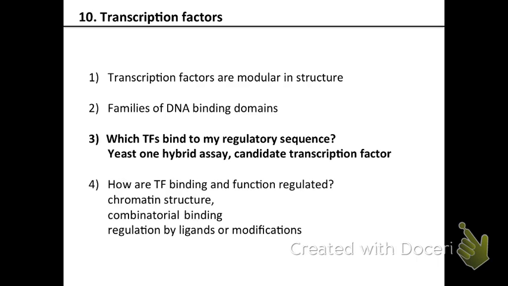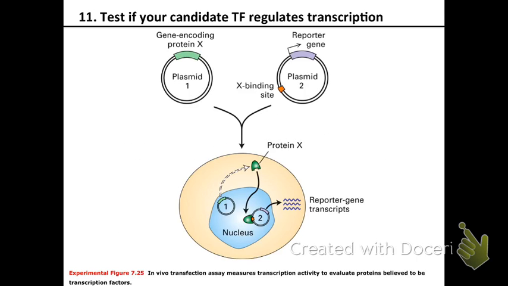One of the classical techniques to do this is called the yeast one-hybrid assay. This is a mixture of, it could be a candidate transcription factor or it could be a transcription factor library. Okay, so how do you do this? The principle of this is here. What you first do is you take your DNA sequences that you know that some transcription factor binds and regulates transcription, and you clone it upstream of a reporter gene.